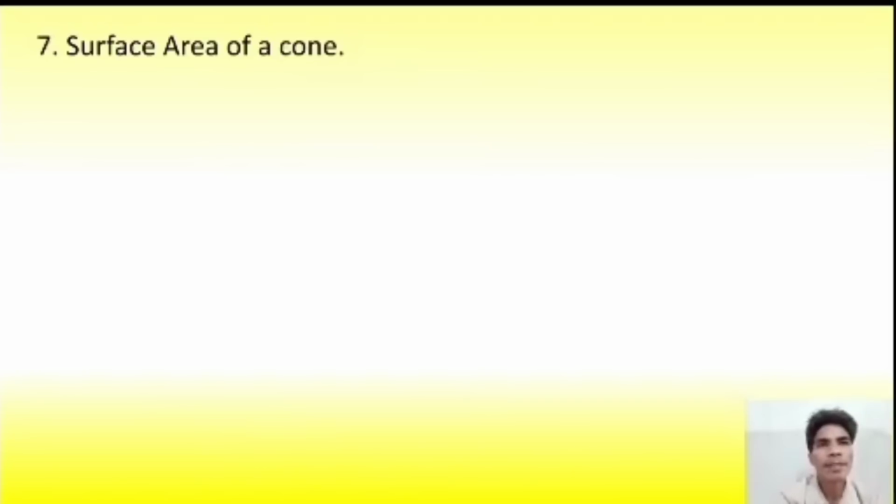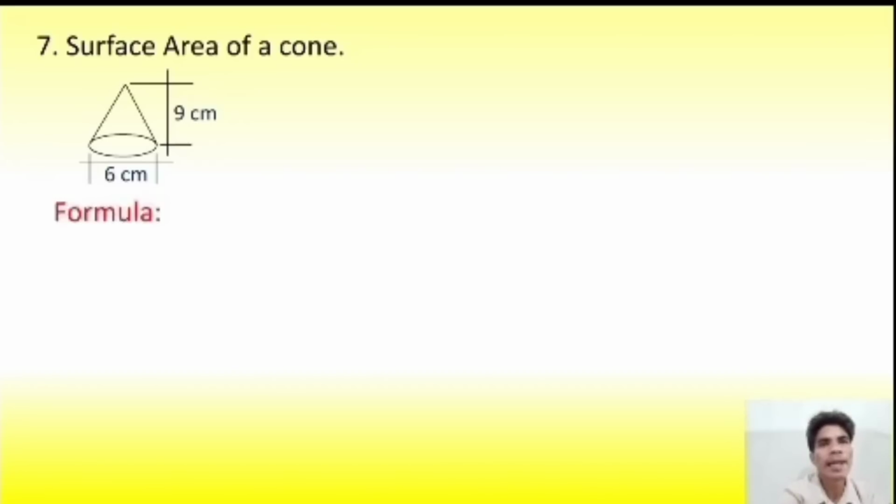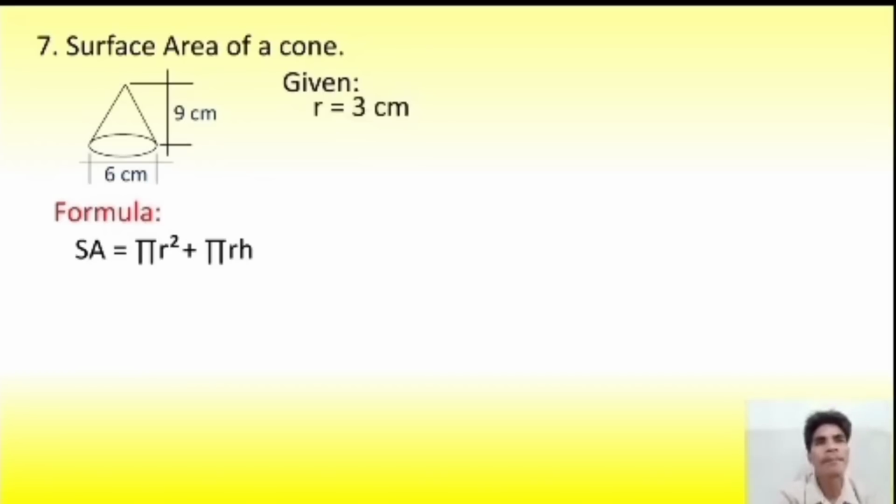Next, surface area of a cone. So example, the diameter of the base is 6 cm and the height is 9 cm. Formula, we have SA equals pi r squared plus pi r height. Given the radius is 3 cm, the height is 9 cm, surface area is question mark.